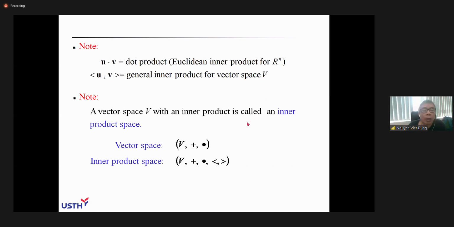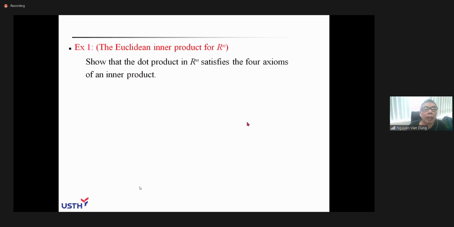Now, a vector space V together with an inner product will be called an inner product space. That is, a vector space will have V, plus, and the fat dot like that. Then an inner product space will be V, plus, the fat dot, and the inner product. So we have one more thing in the definition of an inner product space. Okay.